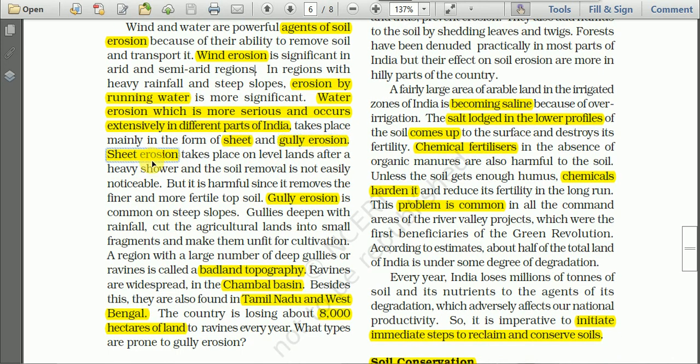So sheet erosion takes place when the level lands after a heavy shower and the soil removed is not easily noticeable. Okay, so in case of sheet erosion, the removal of soil is not easily noticeable, and it takes place after a heavy shower, but it is harmful since it removes the finer and the more fertile topsoil. Okay, so let me show you some photographs.